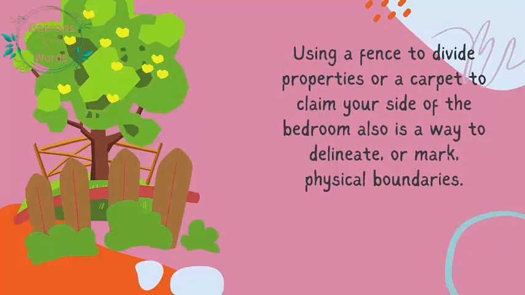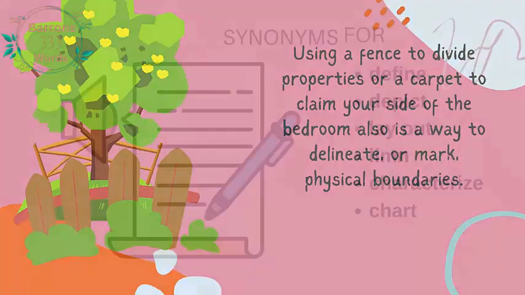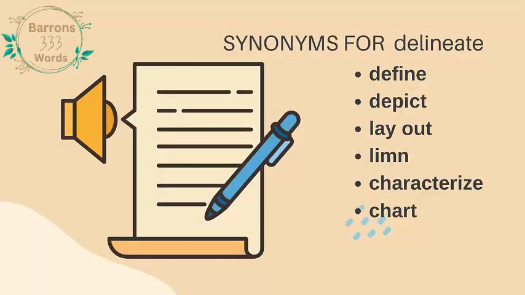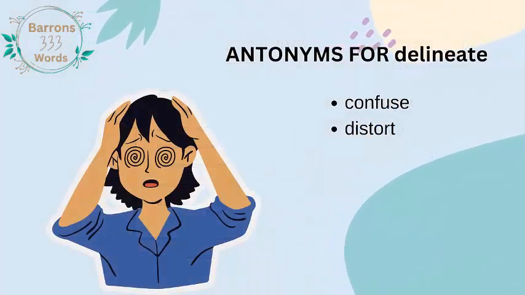Using a fence to divide properties or a carpet to claim your side of the bedroom also is a way to delineate or mark physical boundaries. Synonym. Define, depict, lay out, limn, characterize, chart. Antonym. Confuse, distort.